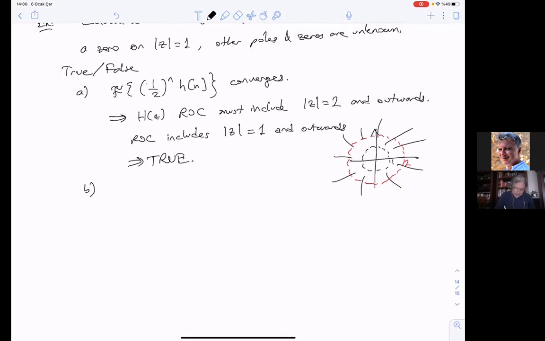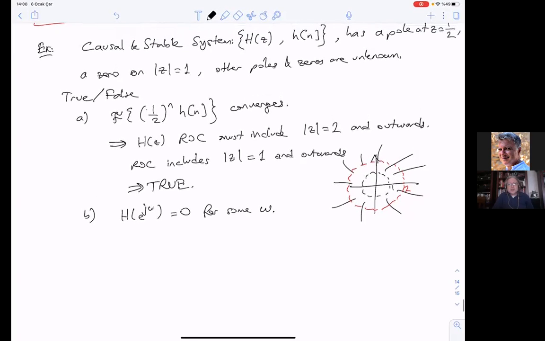Part B, the Fourier transform of h of n, which is H of e to the j omega, is equal to 0 for some frequency omega. And again, from the definition that is given in the question, it's true, because there is a 0 on z equal to 1. On the unit circle, there is a 0.